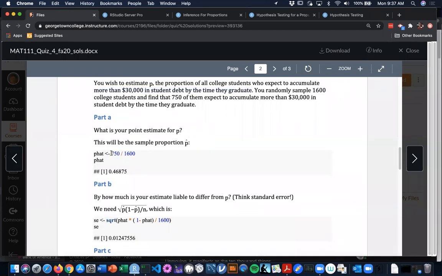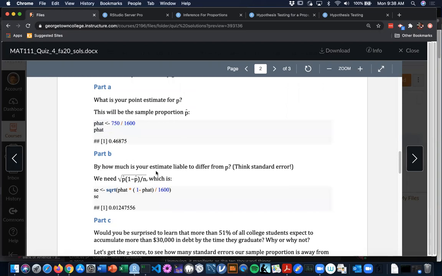So that's 750 over 1600. Here I'm using R like a calculator, and I'm showing you here how I did use R like a calculator. So I've got this R code in here. If you just had 750 over 1600 equals 0.46875, that would be fine, full credit. But I'm just showing you that I'm making it and I'm actually saving it. I'm calling it P hat so I can use it in the future for some computations just down the line.